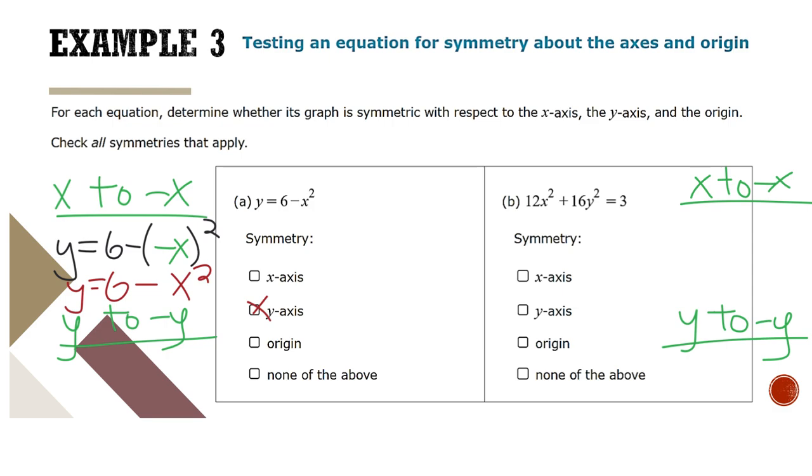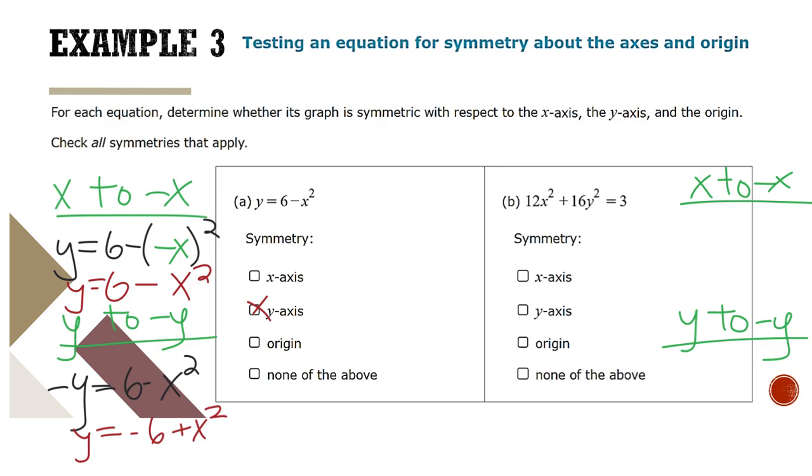If we check the last one, we do the same thing, except we're going to put in negative y. So negative y is equal to 6 minus x squared. We divide both sides by negative 1, which gives us y is equal to negative 6 plus x squared. Notice that this red and this red are not the same, nor is this the same as that. Therefore, it is not origin, it is not x-axis, so it is only that y-axis.